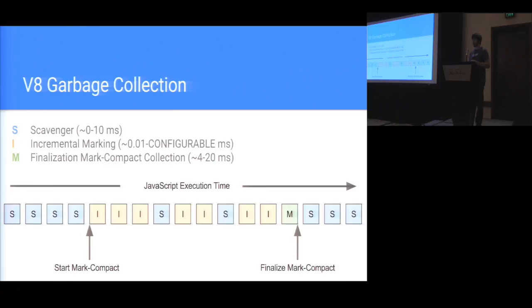So if you look now at a garbage collection trace while browsing a web page, from left to right, you will see many scavenges, a lot of the time. If you're lucky, they are 1 millisecond. They can take more.